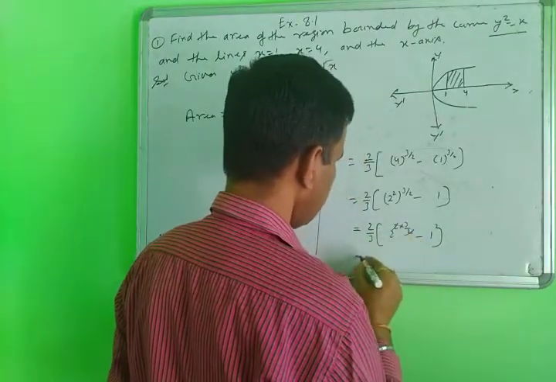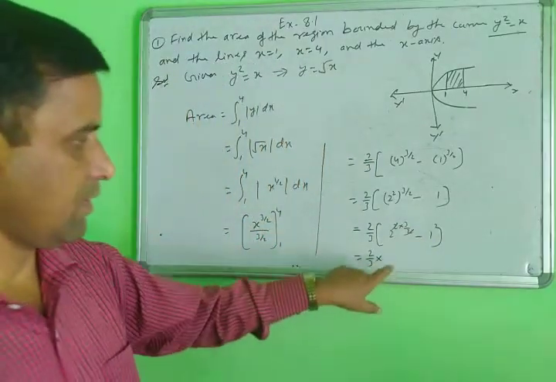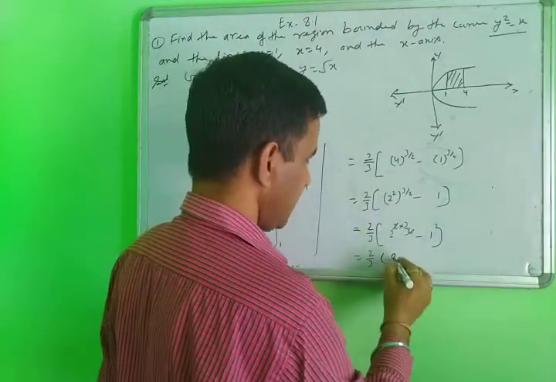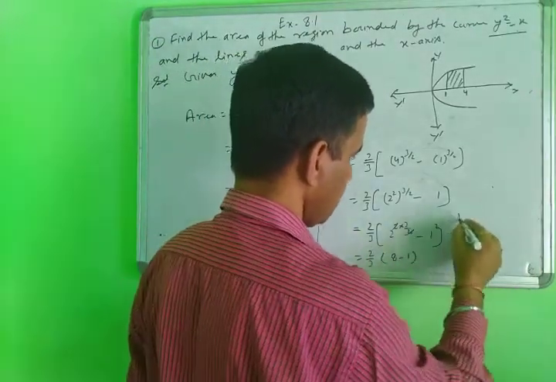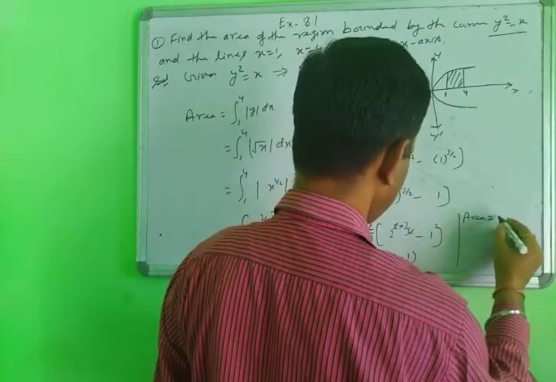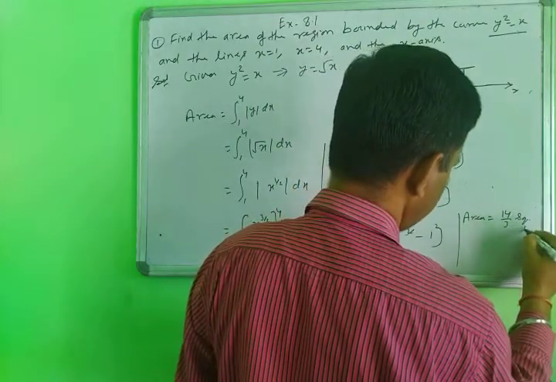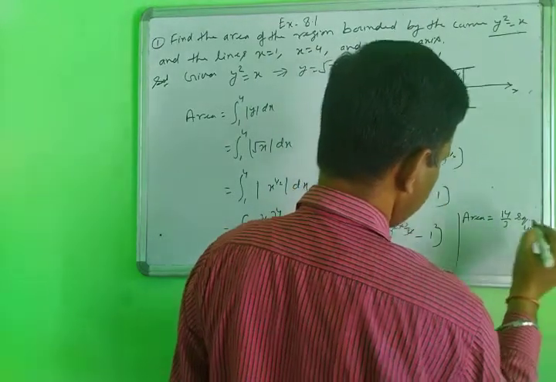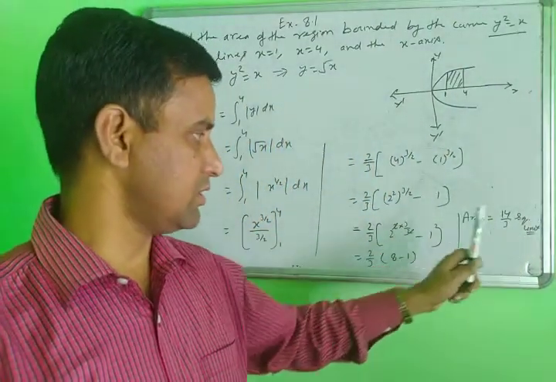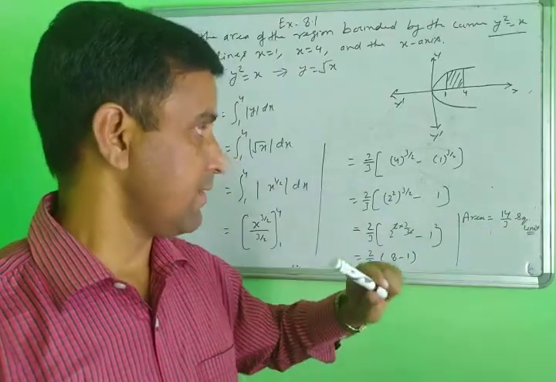This 2 is cancelled. The 2 upon 3 into 2 to the power 3, which means 8, minus 1. What will come here? The area equals 2 into 14 upon 3 square unit. The value is 14 upon 3 square unit. If you are finding the area, then you will write the answer in square unit.